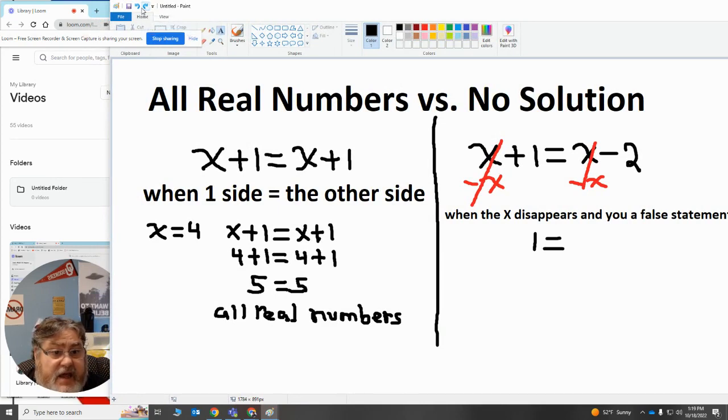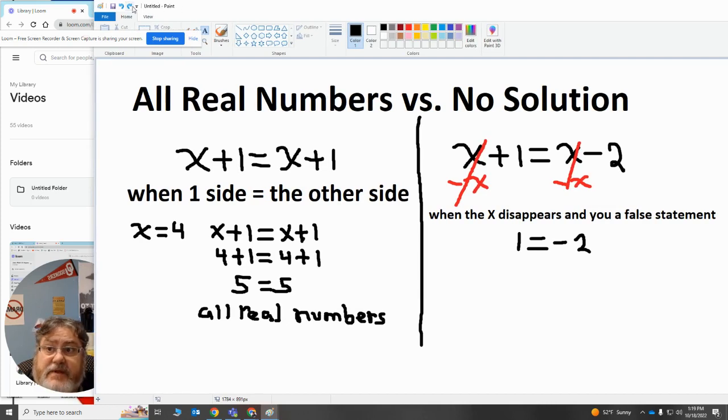So let's say that x disappears and then we have 1 on the left side. We also have negative 2 on the right side. 1 equals negative 2. That's simply not true. That's a false statement. So the easiest thing to remember is that when the x disappears, completely vanishes, and you have a false statement, it's no solution. Well, that also means no matter what you substitute for x, you'll get a statement that's incorrect.